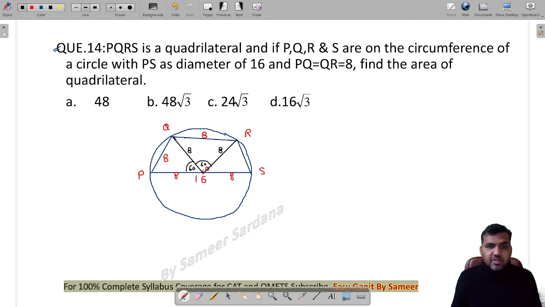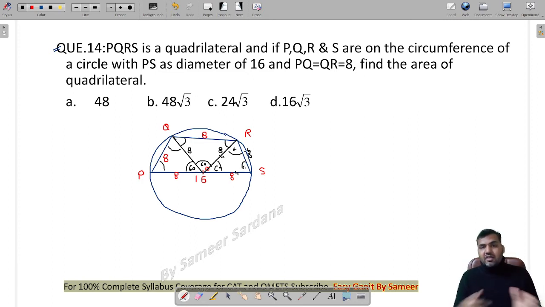This angle will also be 60. This is also 60. This is also 60. Because these two triangles are equilateral, this angle automatically becomes 60. And this is 8, this is 8, so this will also be equal to 60 and 60. So this will also become an equilateral triangle, and this will be 8.